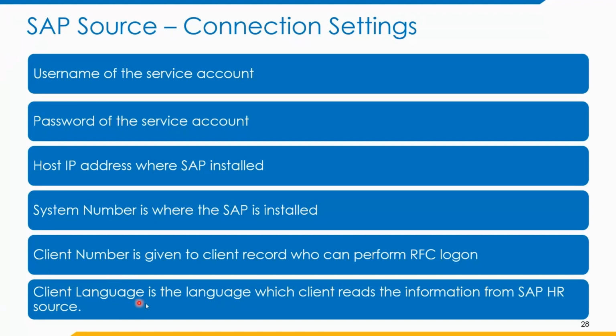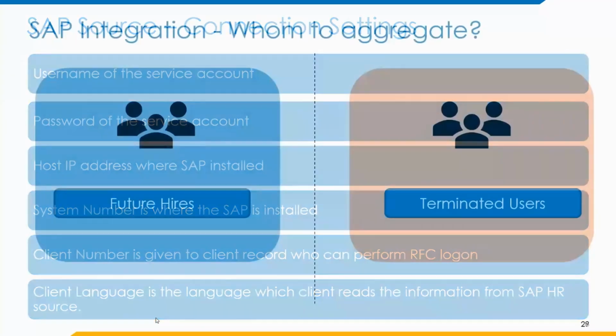So coming to client language, by default that will be English. So we need to specify the two-digit code for the language that the client is reading. That is, the SAP HR system is fetching the data in the English language. So we will specify the English code as EN in the SailPoint IdentityNow UI configuration. So this is all with respect to connection settings.